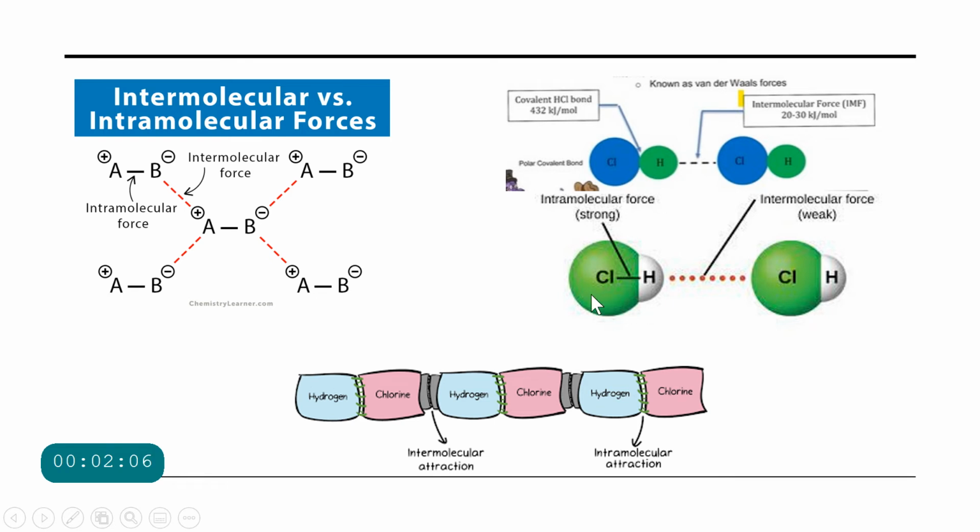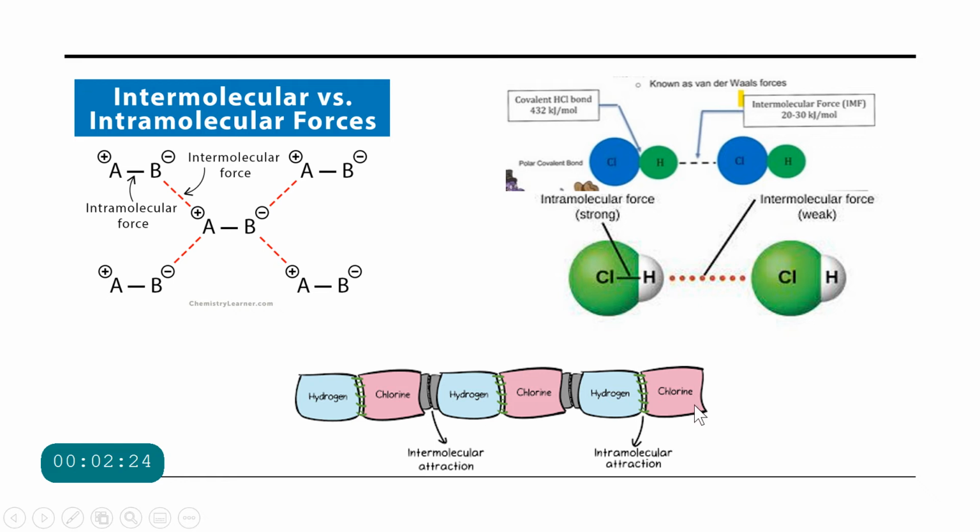And if you look down here at the diagram, you'll notice that this is way bigger than this one. They're just different colors, but the chlorine is way bigger than the hydrogen. And this has to do with its electronegativity, which we'll get into in a little bit.